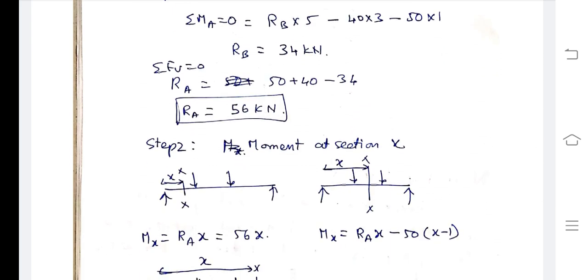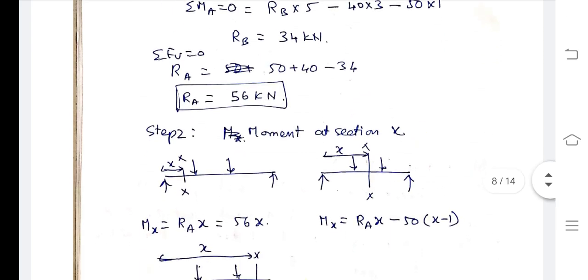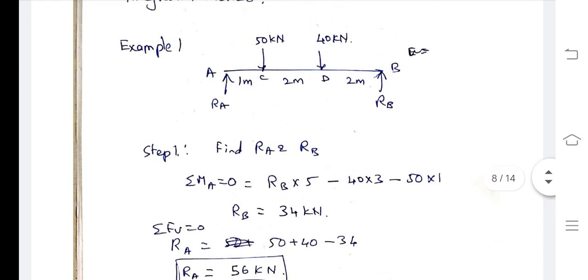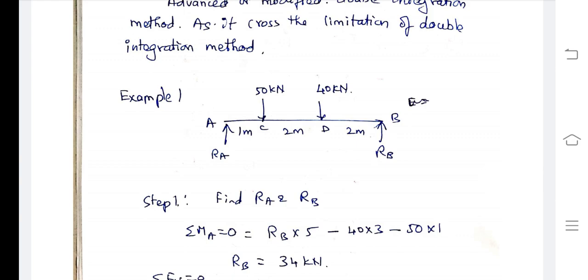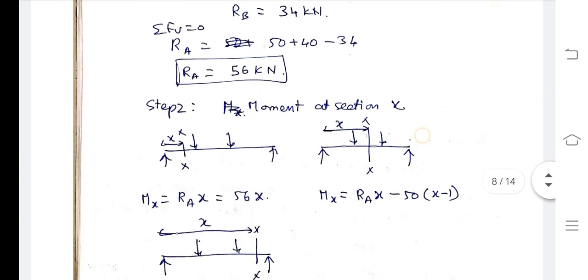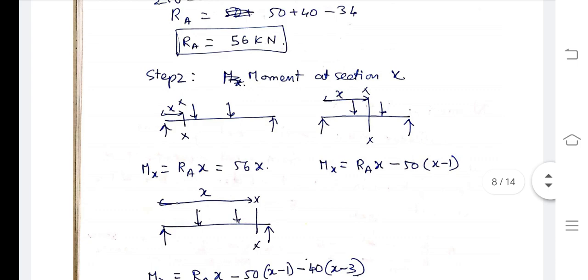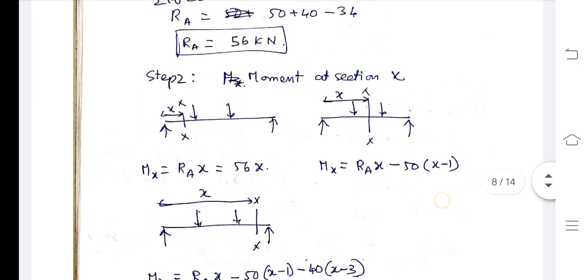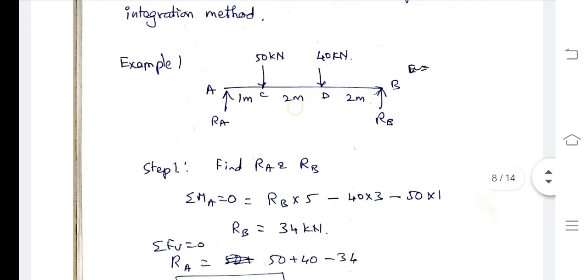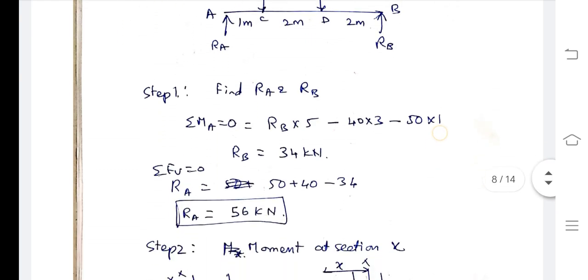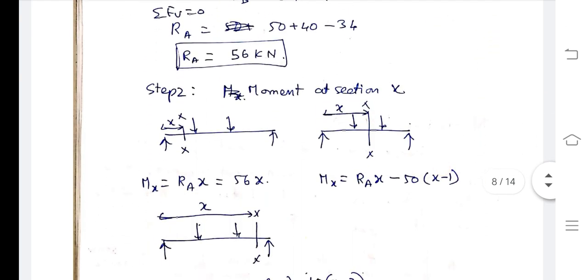Then step 2 is taking moment about X. This is the step in which you need a little more care, because in this problem there are 2 point loads, that is, more than one load. So here you will have 3 moments: you have to take AC as one segment, CD as another segment and DB as another segment. So you have 3 segments and 3 types of moment.